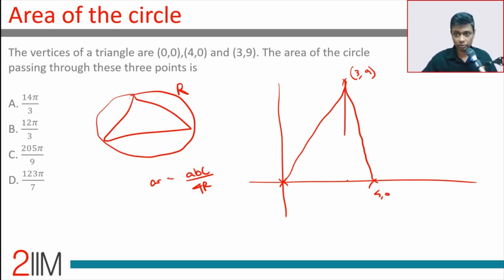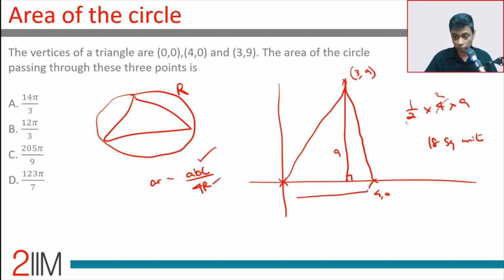This distance, the altitude, with this origin, this is 9. Area is half into 4 into 9. It is 2 into 9, 18 square units. We can plug this into ABC by 4R, we get R. But we know this is 4. We know this is 3, this is 1. We don't know these two, but hey, we know these two because all we've got to do is plug in Pythagoras theorem. Square root of 9 square plus 3 square. Square root of 9 square plus 1 square.